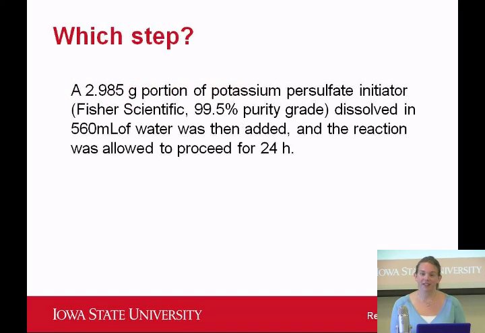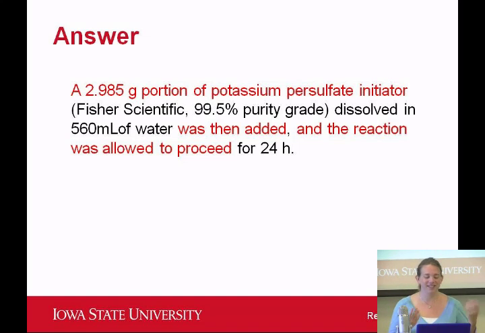All right, here's another step. Okay. In this sentence, we've got some important information for a study. We've got a 2.985 gram portion of potassium persulfate initiator dissolved in the water, was then added, and the reaction was allowed to proceed. Overall, this describes the study conditions, the experiment of the study conditions. Okay, so that this was allowed to proceed. So we've got this description of what happened in this 24-hour period.